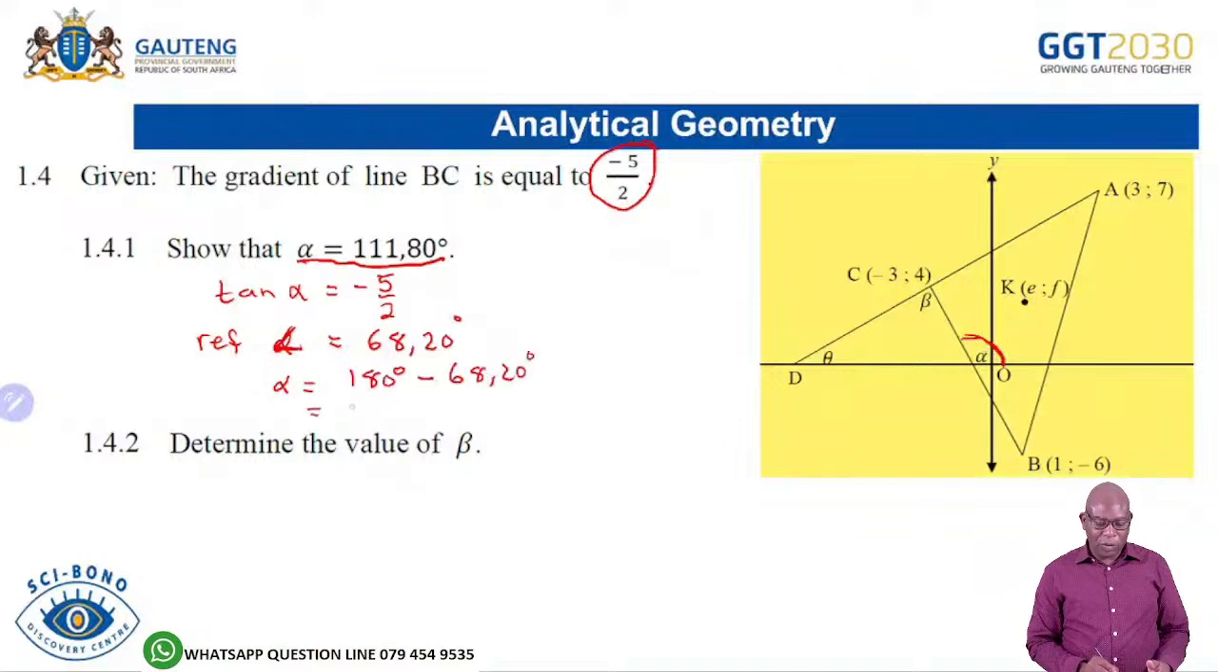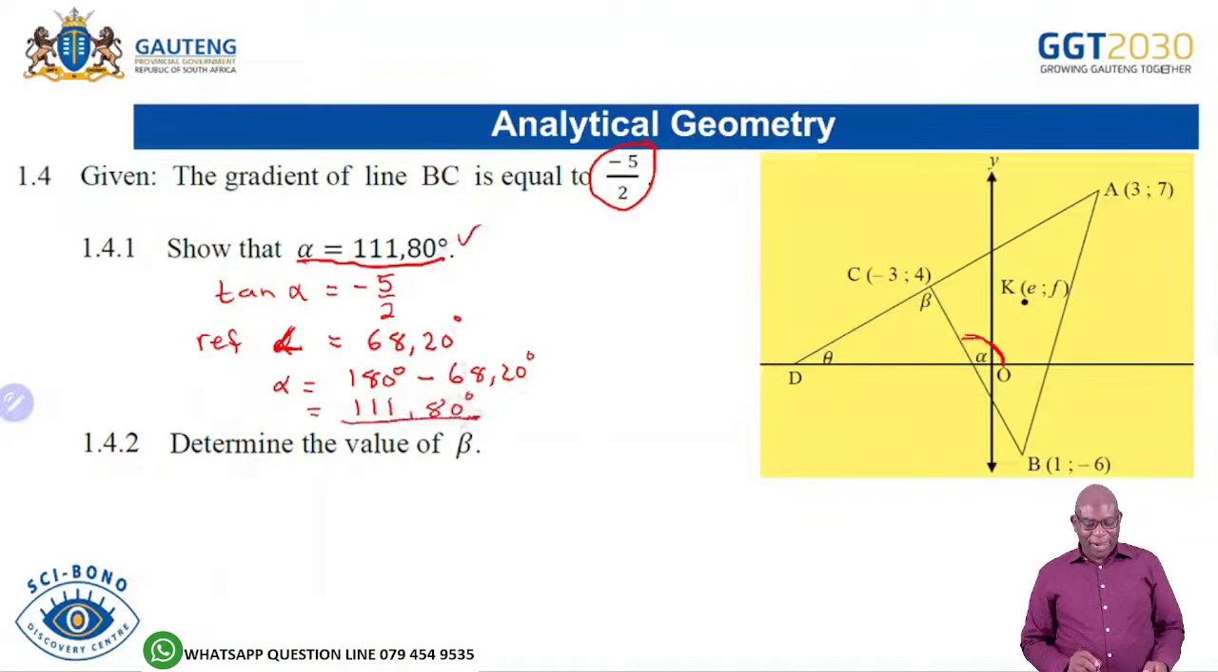Then if I use my calculator correctly there, my answer there will be 111.80 degrees. Okay, and that is what I'm looking for. Remember this, you'll not have a mark for that because it's already given to you. Okay, that's the nice thing about this. Now determine the value of beta.